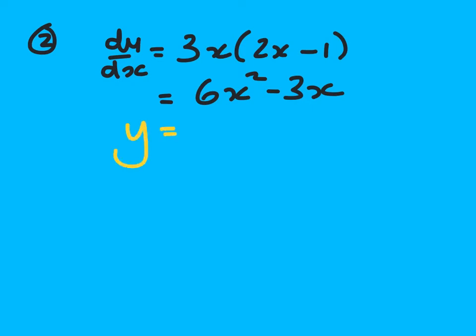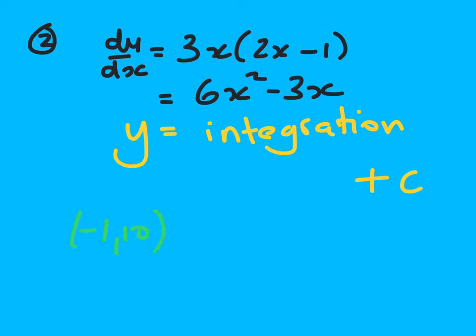Then I need to find the curve. So this is going from dy by dx back to y, so that's an integration question. So I integrate the function, and remember your plus c at the end. We're also told in the question that it passes through the point negative 1, 10. So if I substitute the negative 1, 10 back into this new formula, that'll let me work out what c actually is, and then I can get my full answer.